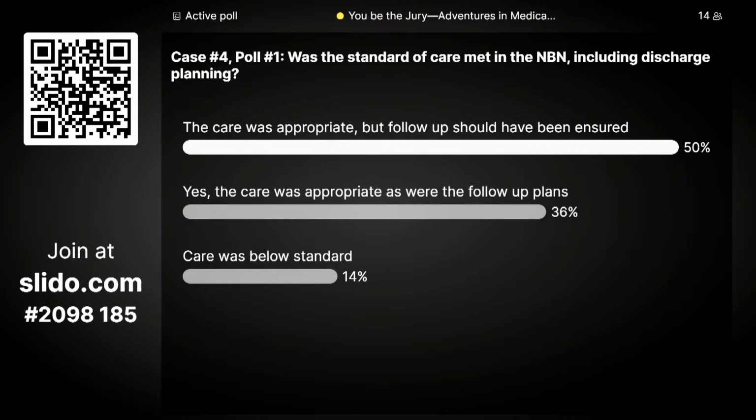Okay, well, I agree that the care was appropriate. I think the follow-up plans, since this baby was discharged at day 4 of life, were probably appropriate. If this had been an early discharge following the ruptured membranes, it might be a little bit questioned, but I do believe that the care and the follow-up were appropriate here.